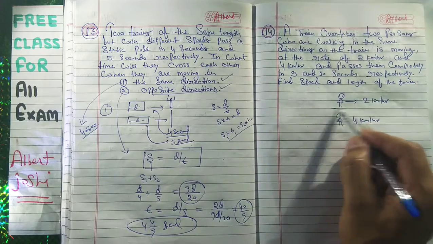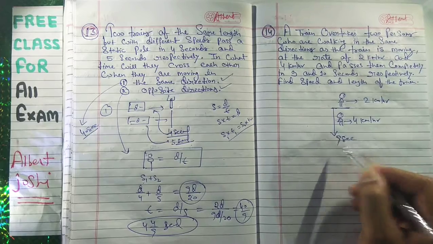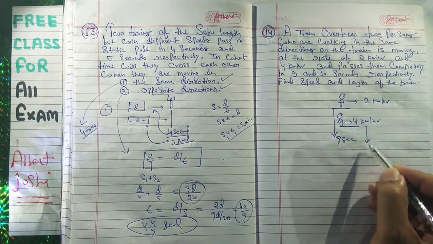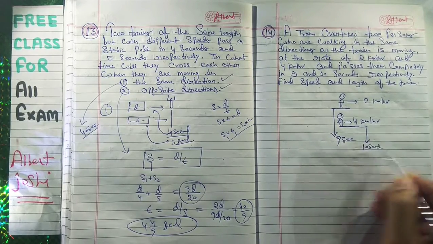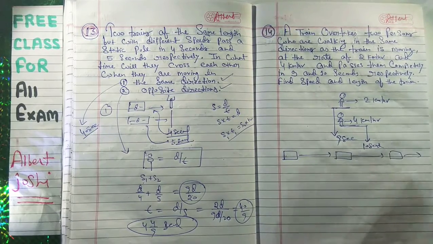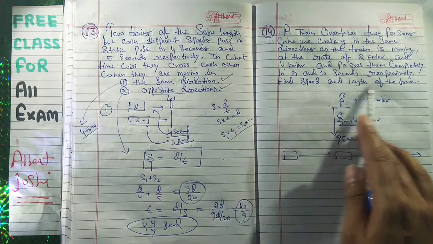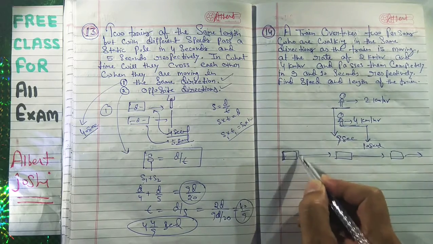This person takes a total of 9 seconds, and this person takes a total of 10 seconds. No other data is given to us. Find the speed and length of the train. Now you have to find the length and speed of the train.